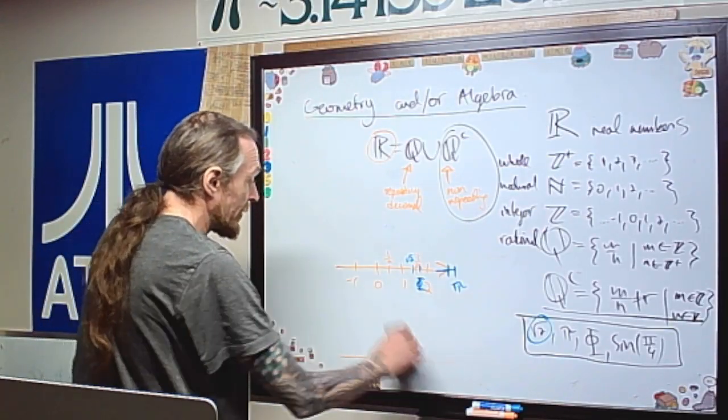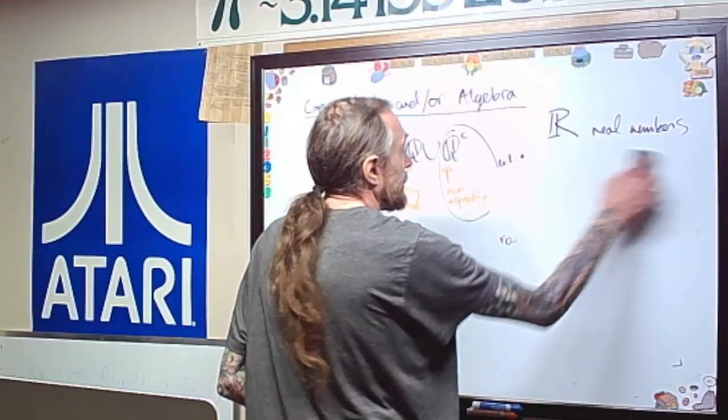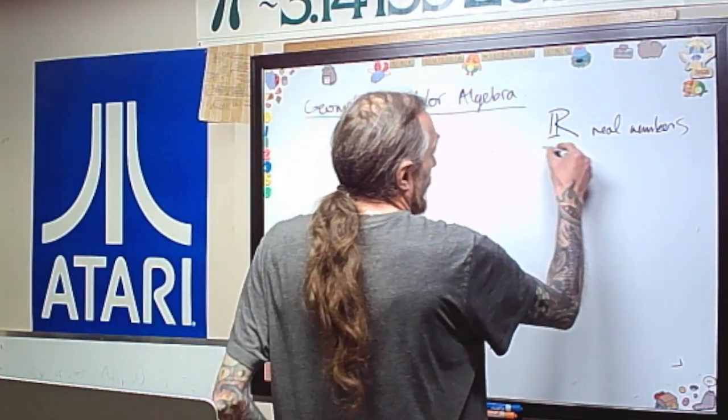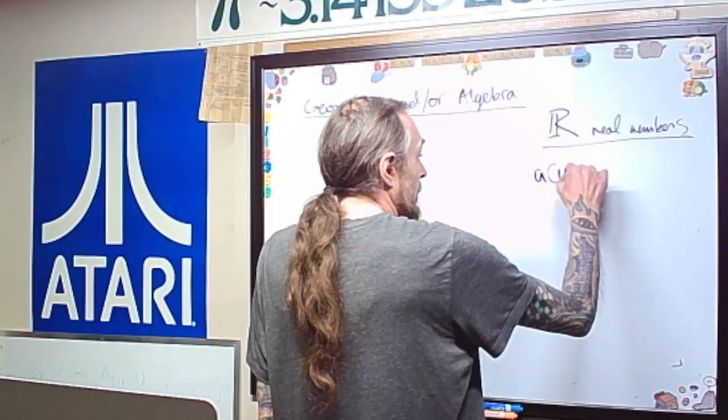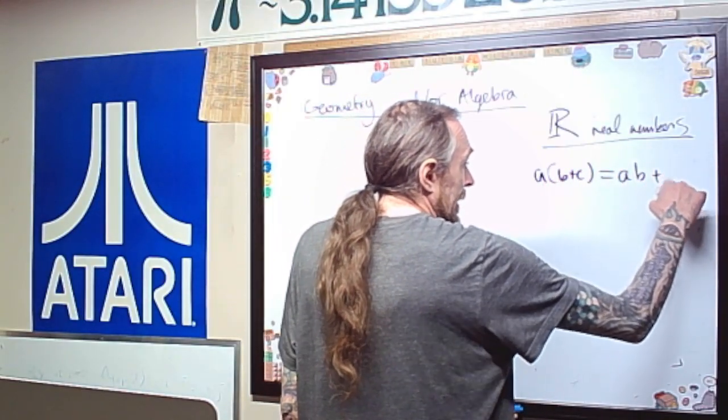It comes out of geometry every time. And so do the axioms of the real numbers. So once I have those real numbers, I also have properties like this, properties of the real numbers: A times (B plus C) is equal to A times B plus A times C.